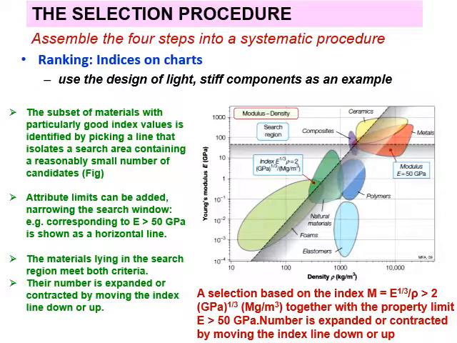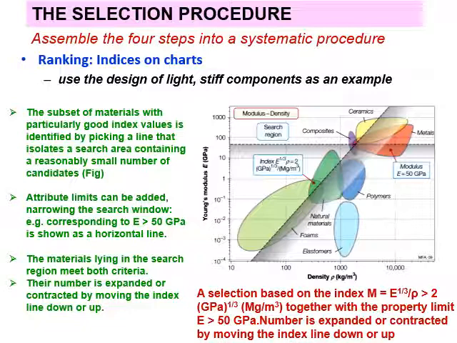Next are the indices on the chart, which you use to design for lightweight and stiff components. Lightweight and stiff means that you need to use the guideline for Young's modulus, and then you need to relate it with the density rho. So the subset of materials with particularly good index value is identified by picking a line that isolates a search area containing a reasonably small number of candidates, such as in this figure.